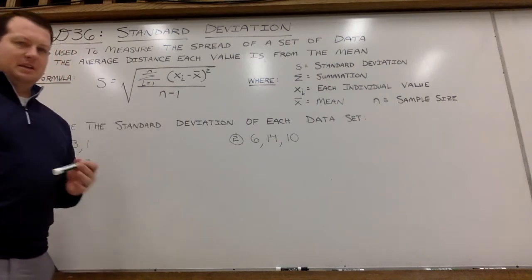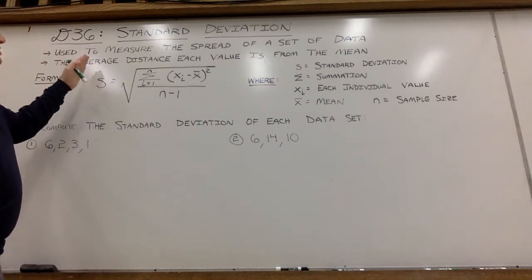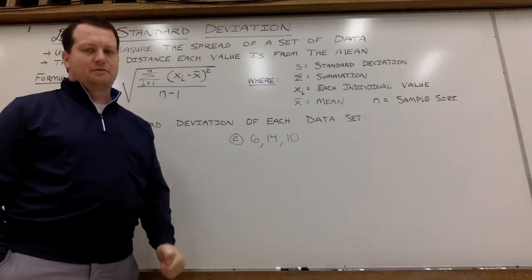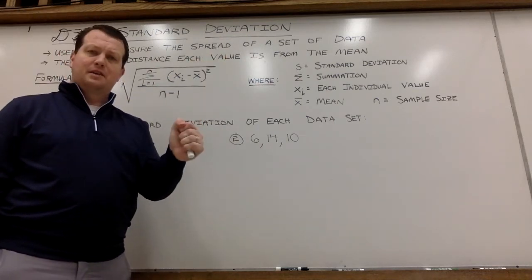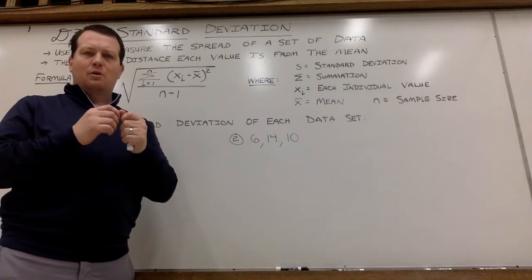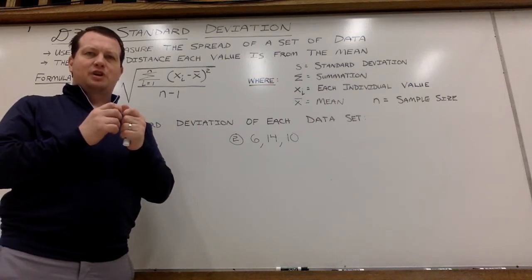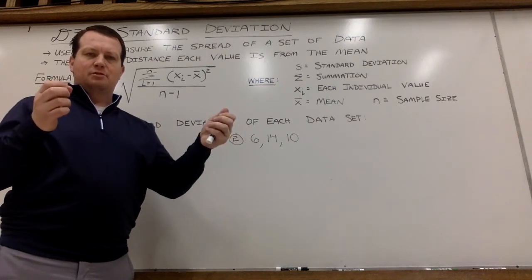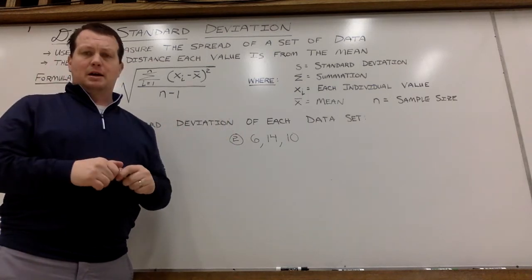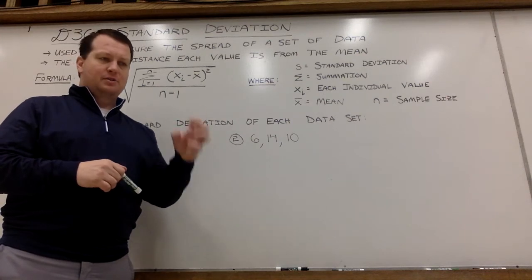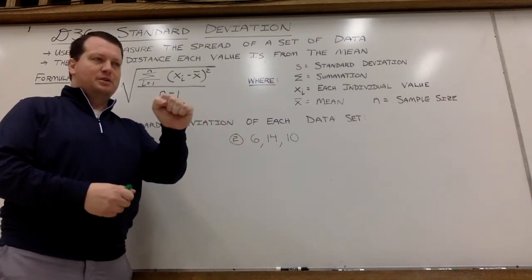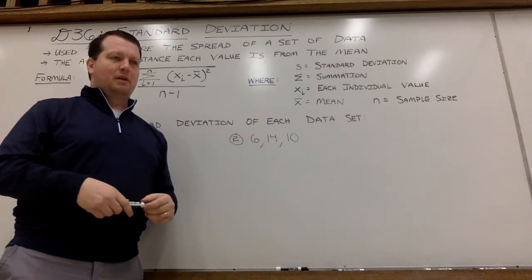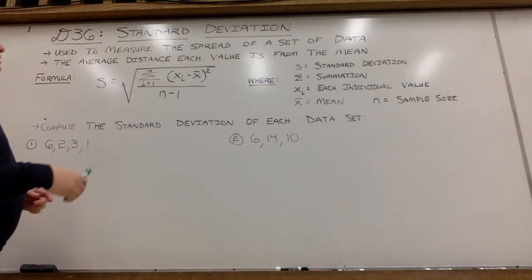So what the standard deviation number tells you is the average distance each value is from the mean. So we're going to find the mean of the data set and then find how far on average each individual data point is from the mean. If there is no variation from the mean, all values are the same, there is no distance, so that would be 0. If your numbers are deep and wide from the mean, then you're going to have a larger value.